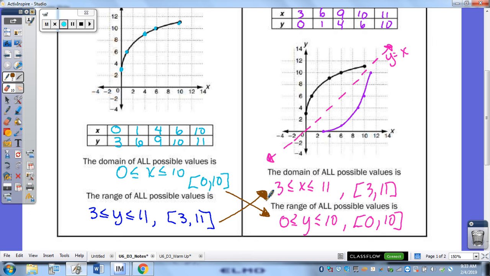So if you can figure it out from the first one, just flip them, and that's going to be your domain and range for your inverse graph also. So those end up getting flipped.